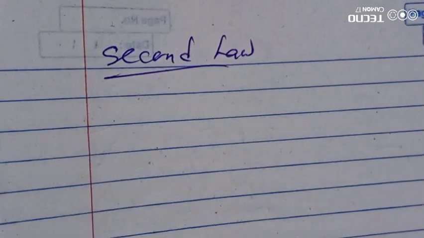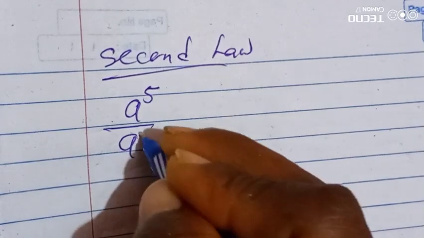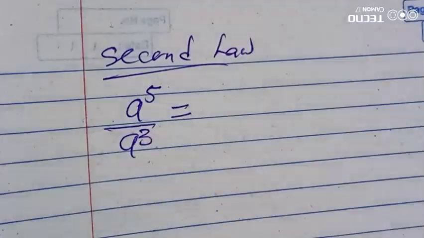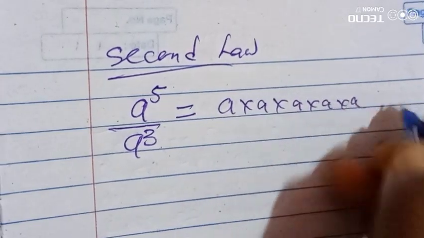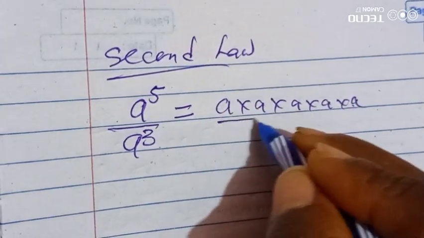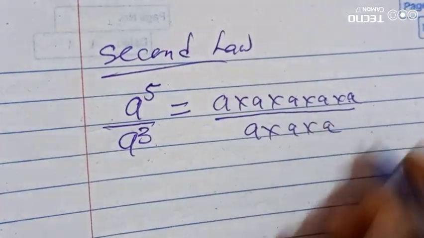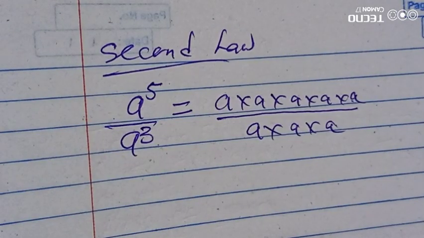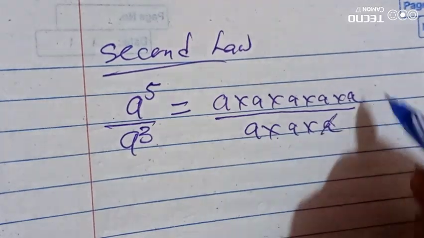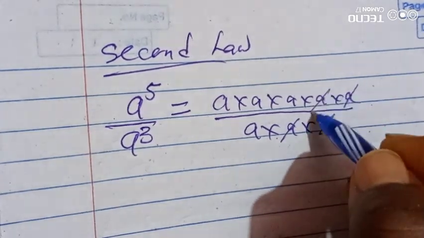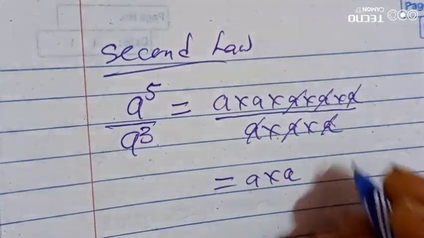In the second law, we have a to the fifth power all over a to the third power. This simply means a times a times a times a times a. 1, 2, 3, 4, 5. Okay, multiply a by itself 5 times, and this will be a times a times a. So here, this a and the a can cancel, this a and the a can cancel, the a and the a can cancel. So we are left with a times a.